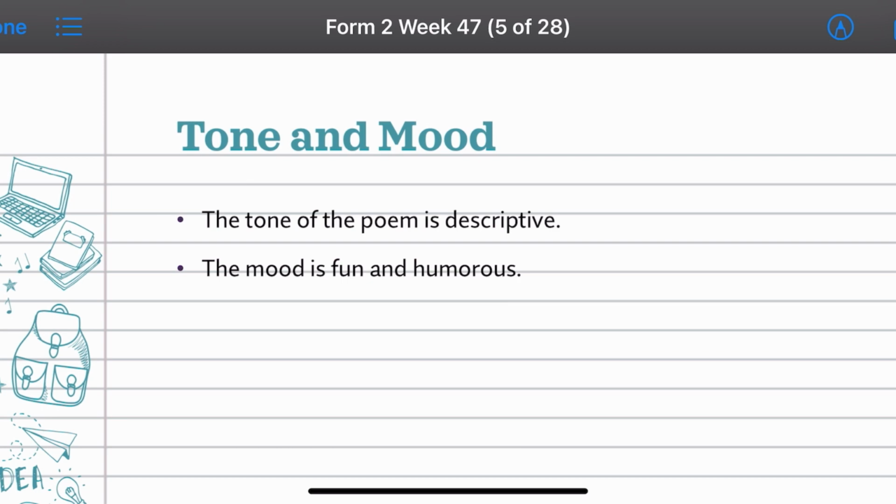Okay, the mood dalam seluruh poem ni macam mana, sedih ke, nak menangis ke bila baca poem ni, tak. Okay, ianya mood yang fun and humorous, seronok, dia banyak bergurau senda dalam poem ni. Okay, like that. Now, done.